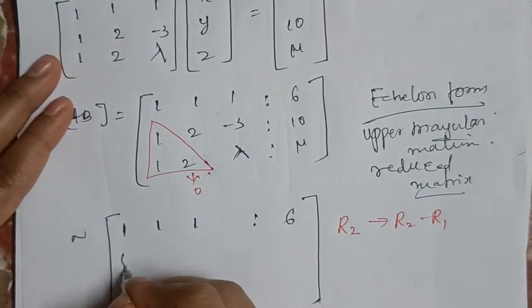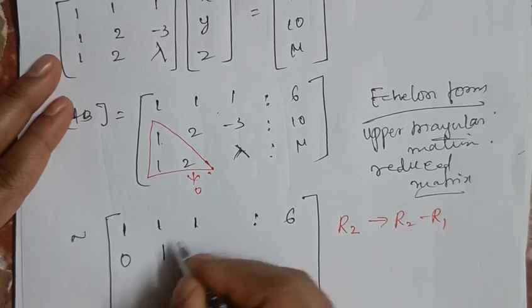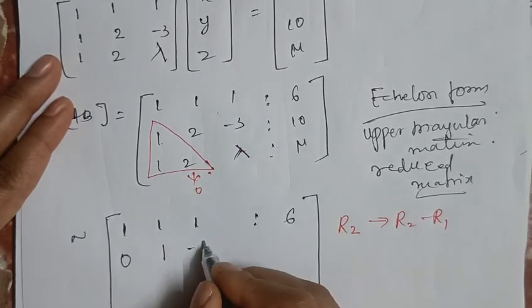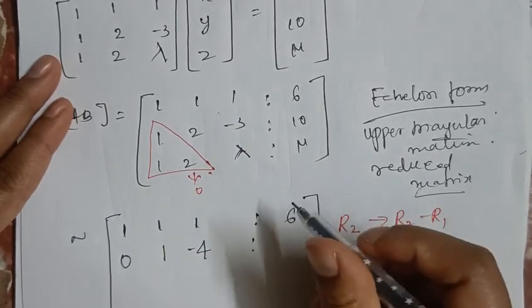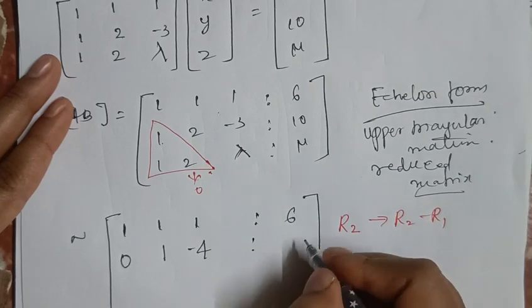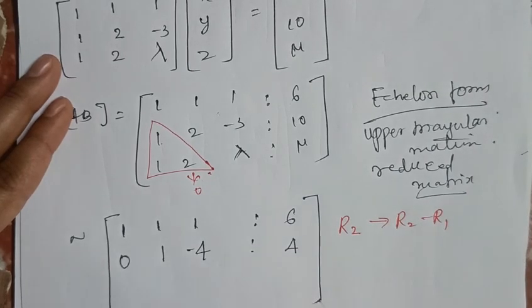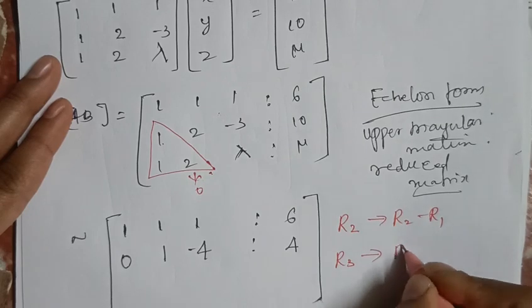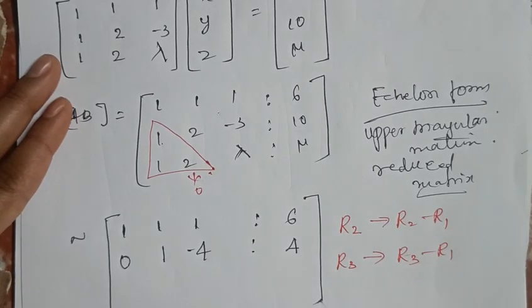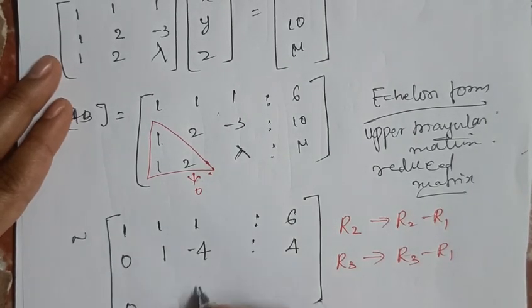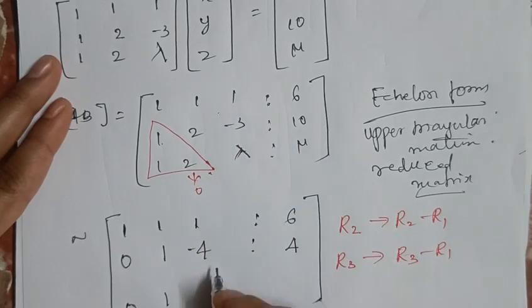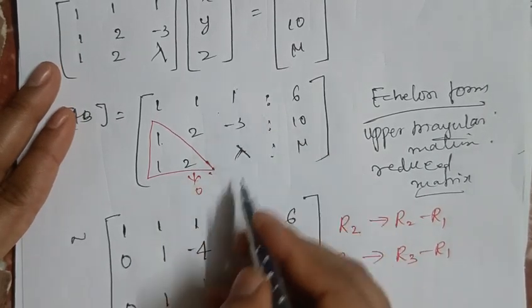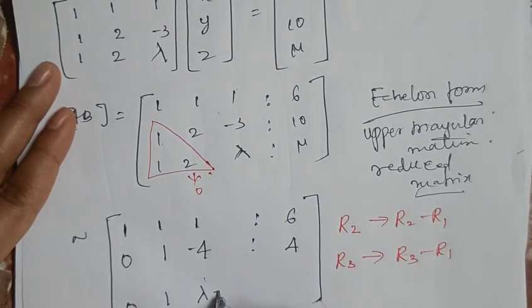So that is going to be 0. 2 minus 1 is 1. Minus 3 minus 1 is minus 4, that is 2. 10 minus 6 is what? 4. And here also I have to perform some operations. So I will change row 3 to row 3 minus row 1. Okay, so this becomes 0. 2 minus 1, 1. Lambda minus 1, it is going to be what? Lambda minus 1 only. Correct?